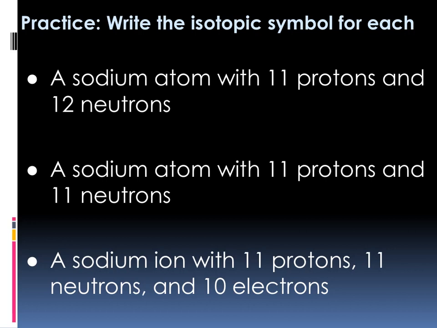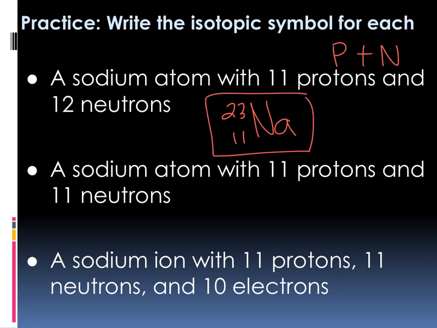Okay, so sodium atom with 11 protons and 12 neutrons. Sodium is Na, and remember we can put 2 numbers on the left or 1 on the right. Number of protons is 11, so that goes on the bottom. On the top left is where we're going to put the mass number, which is protons plus neutrons. In this case, that's 11 plus 12, which is 23. I see no indication of a charge difference, so that is my isotopic symbol for this particular atom.